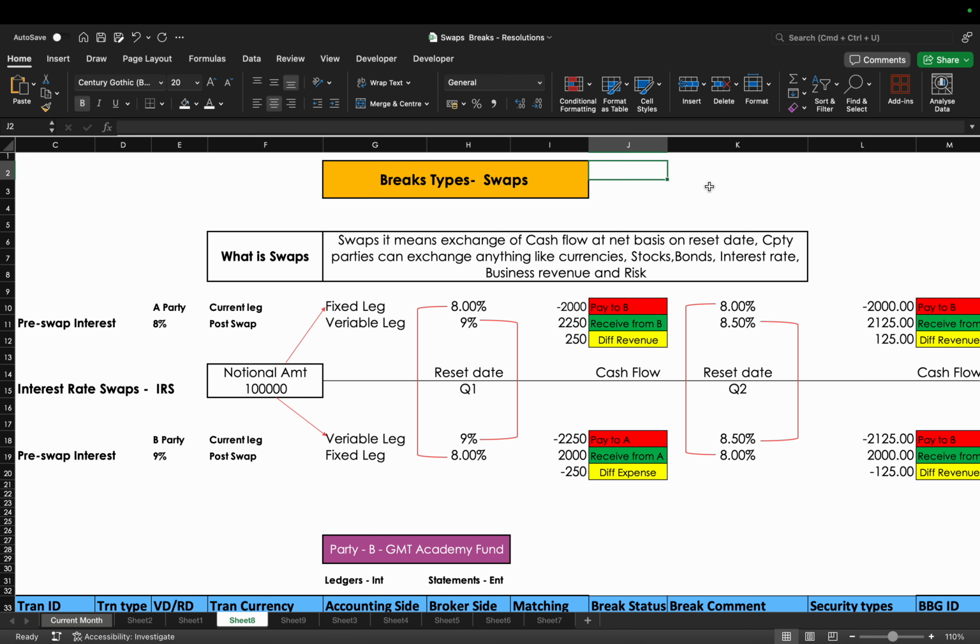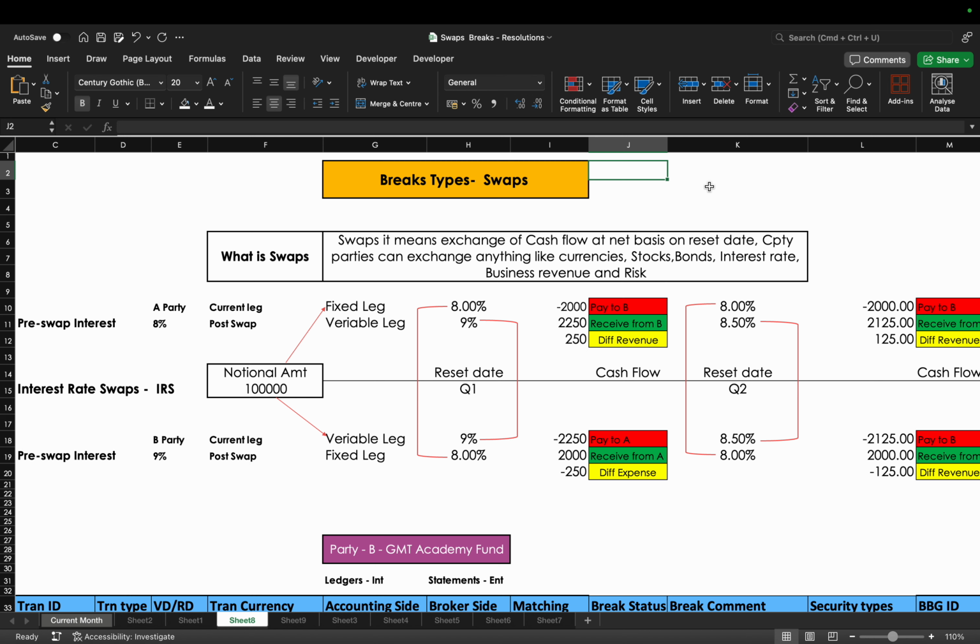So let's discuss what interest rate swaps are, or let's say, what swaps are. It means, guys, it's an exchange of cash flow on a net basis on a reset date. It means it's a settlement date. Counterparties can exchange anything like currencies, stocks, bonds, interest rates, or business revenue, and also risk, in return for a certain fixed amount. That's basically how swaps work.